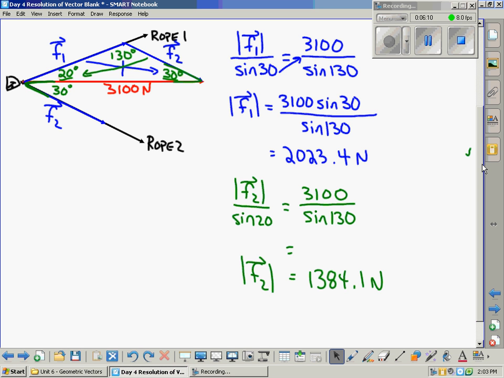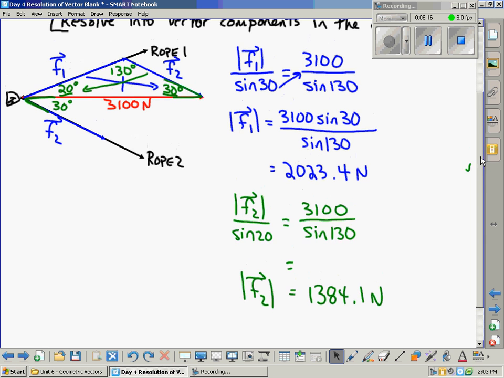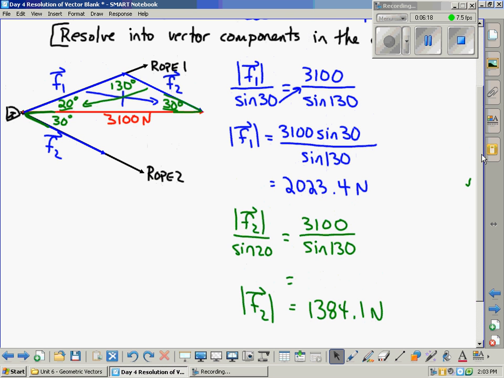So like I said, this question is virtually identical to the sign question or the chandelier question, just with a little bit different terminology in that I've resolved this into vector components. So how much force did I need along rope 1? What component of rope 1 did I need? And what component of rope 2 did I need in order to produce 3,100 newtons along the red vector?